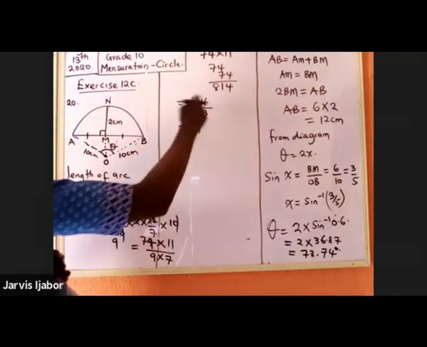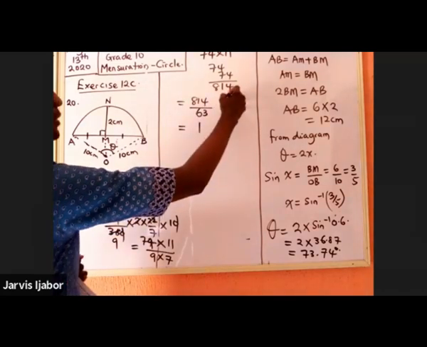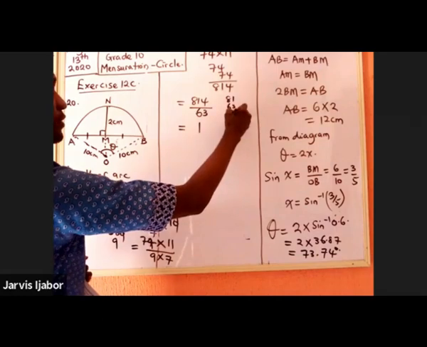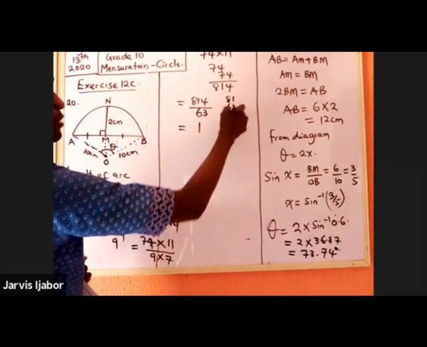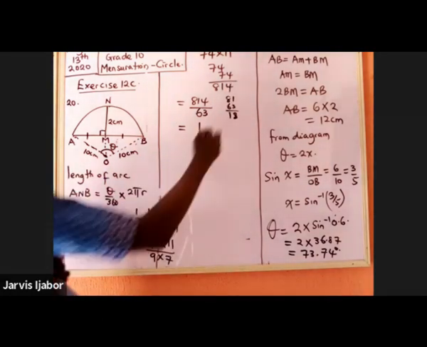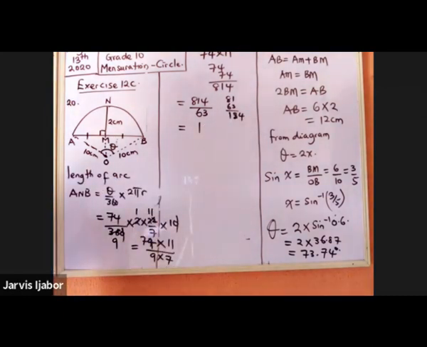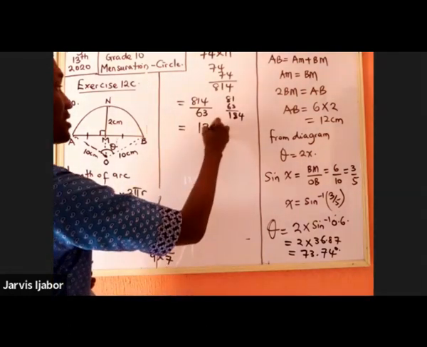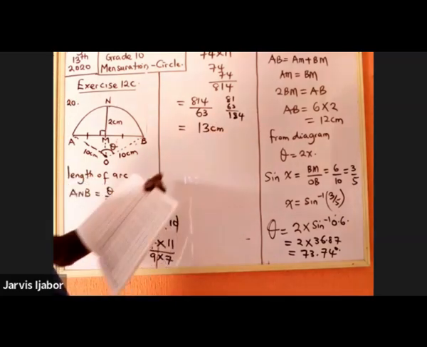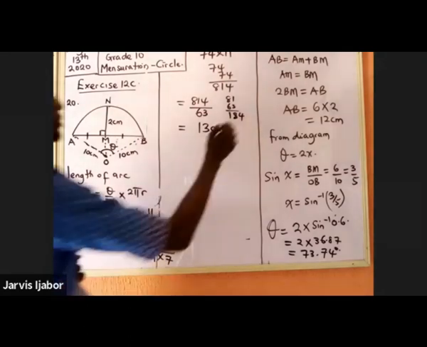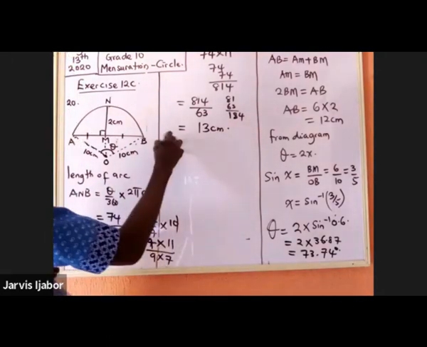81 minus 63 should give me 18. So into 184, how many 63 can I get from 184? I can get approximately 3. So I'll say approximately the answer is 13 cm. Was this unit in centimeters? All right, that's 13 centimeters. All right, fine.